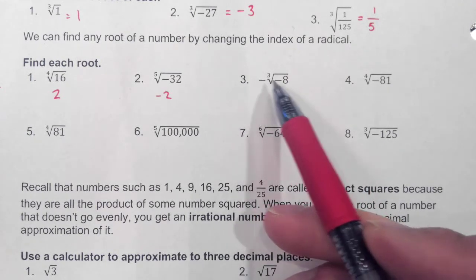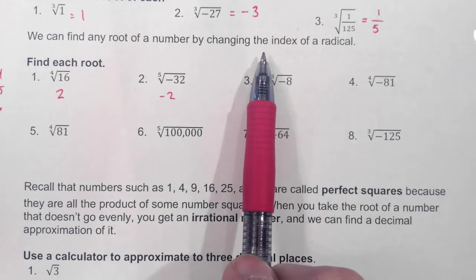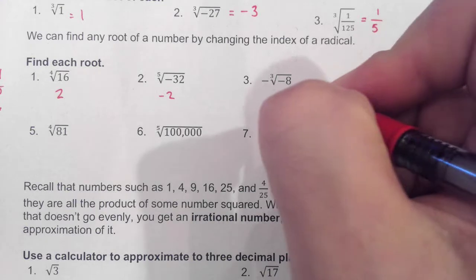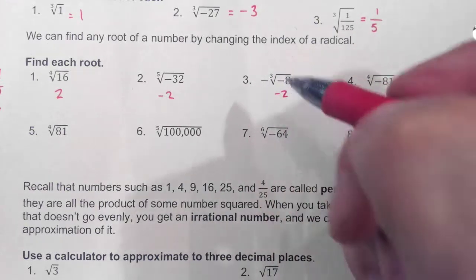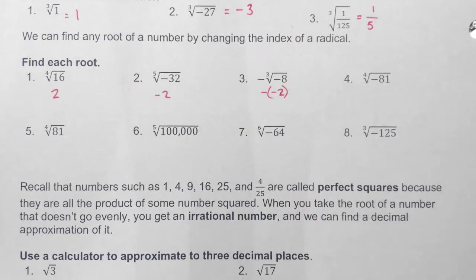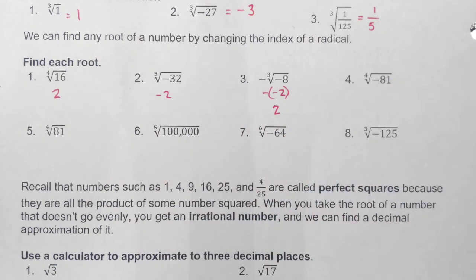All right, on number 3, again, just kind of ignore the negative that's out front and look at what's the cube root of negative 8. This one we should know. It's negative 2. Well, there's also a negative out front, so I'm going to put it in parentheses like that. So what does that really come out to be? It comes out to be positive 2 when you simplify it completely.